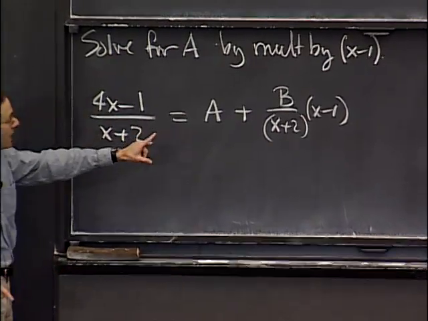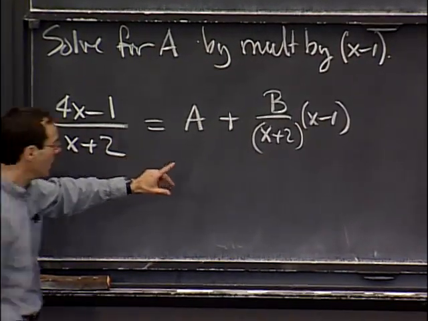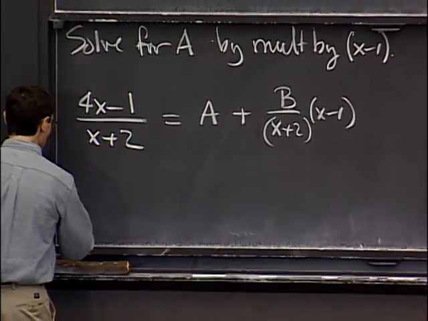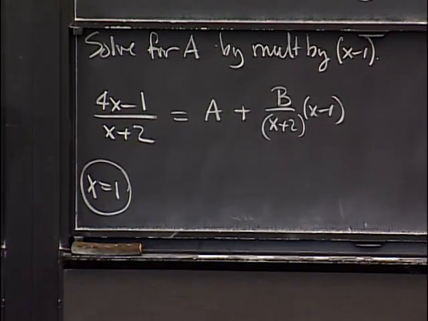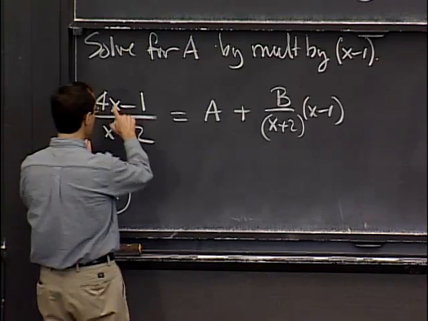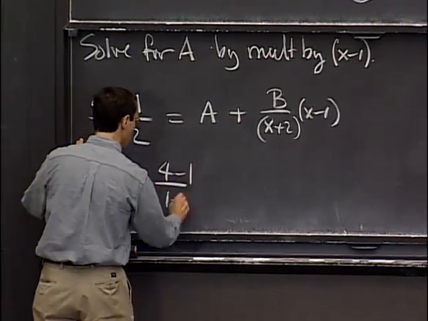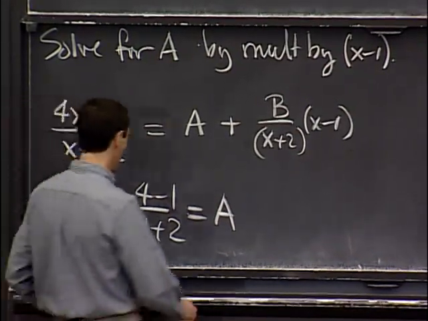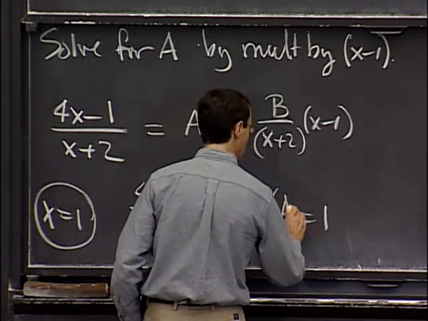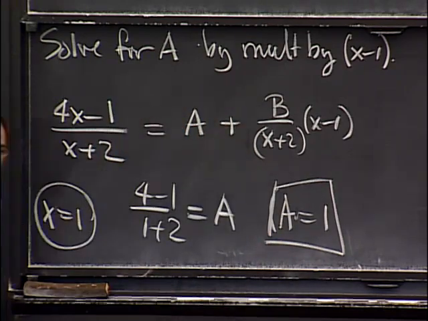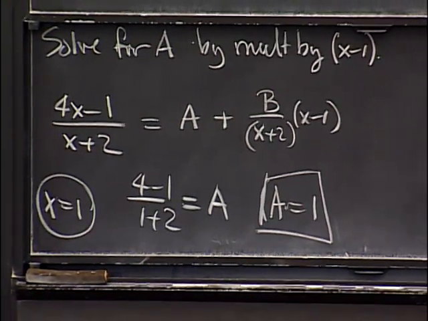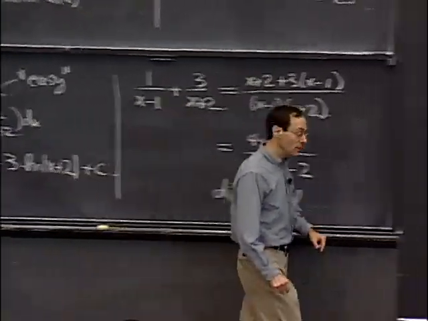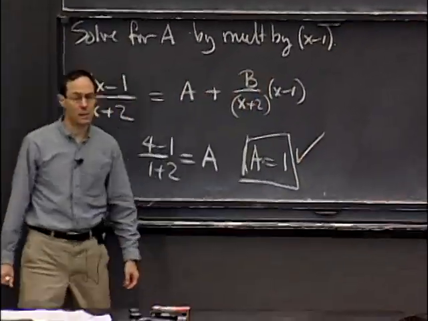And the result here is very useful. Namely, if I plug in now x equals 1, this term drops out too. All right? So what I'm going to do now is plug in x equals 1. And what I get on the left-hand side here is 4 minus 1 over 1 plus 2. And on the right-hand side, I get A. That's the end. All right, this is my formula for A. A happens to be equal to 1. And that's, of course, what I expect. A had better be 1 because the thing broke up into 1 over x minus 1 plus 3 over x plus 2. So this is the correct answer.